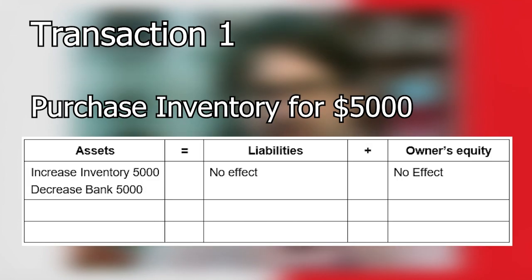So, bank. Now, for the purpose of the accounting equation, bank is always an asset. And so we pay cash, bank goes down $5,000. That's where that falls in. So in the asset column, you're going to have up inventory $5,000, down bank $5,000, and then liabilities, owner's equity are going to be blank.